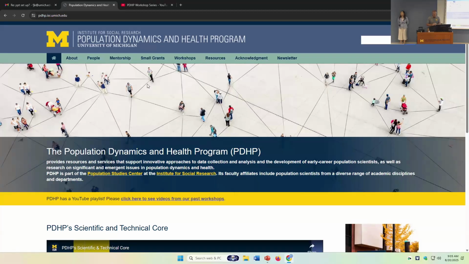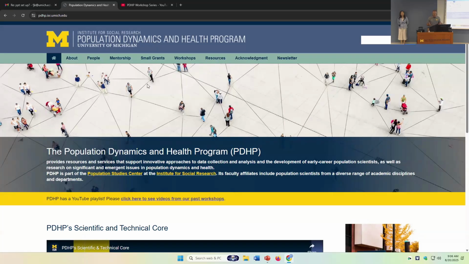Within the PDHP, we have a focus on supporting projects that are funded by the Population Dynamics branch within NICHD. And that includes many substantive areas related to families, children, and demography. So today's workshop fits squarely within that area of research support. We also have a heavy focus on the development of junior faculty, so it's good to see a lot of junior folks here and online today. And PDHP also supports the development of new proposals that are going into the Population Dynamics branch.